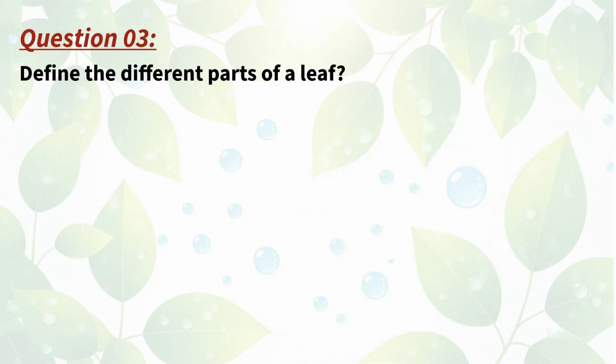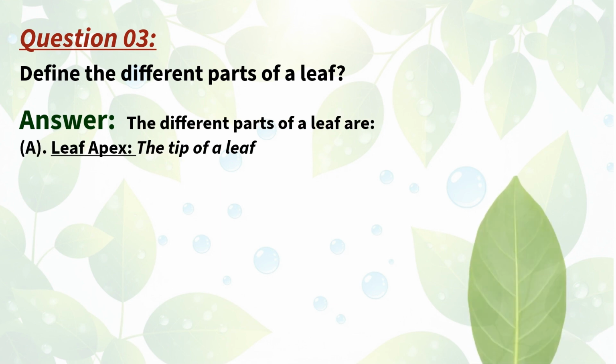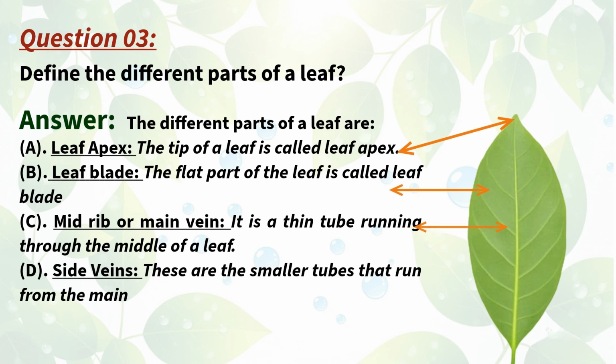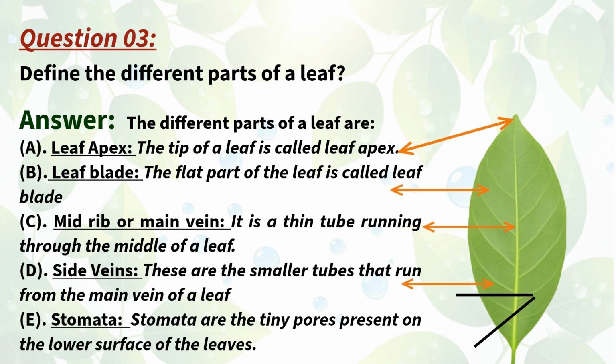Question 3. Define the different parts of a leaf. Answer. The different parts of a leaf are: A. Leaf apex. The tip of a leaf is called leaf apex. B. Leaf blade. The flat part of the leaf is called leaf blade. C. Midrib or main vein. Midrib or main vein is a thin tube running through the middle of a leaf. D. Side veins. Side veins are the smaller tubes that run from the main vein of a leaf. E. Stomata. Stomata are the tiny pores present on the lower surface of the leaves.